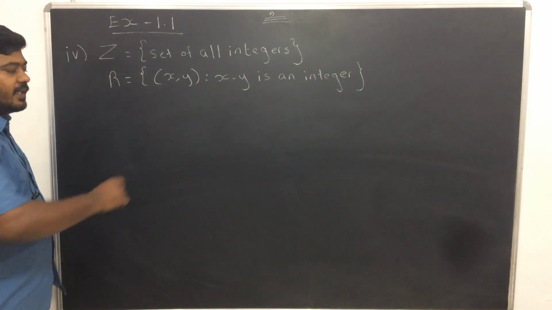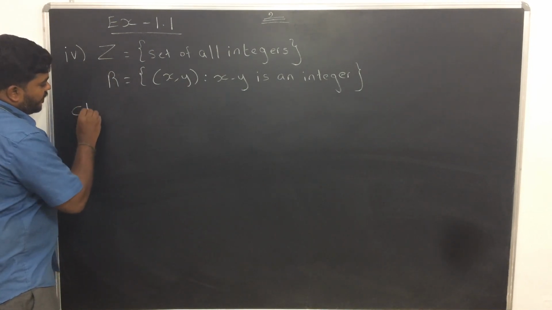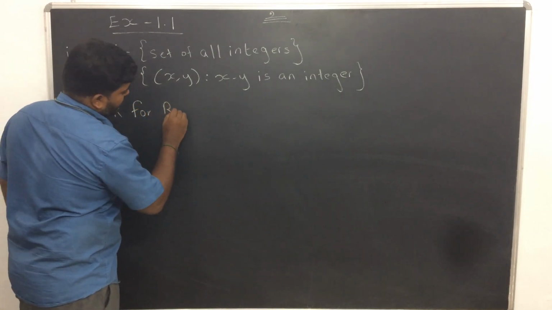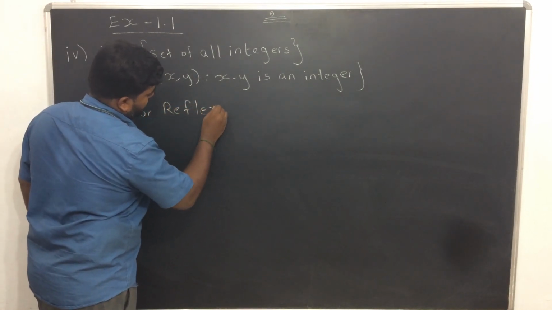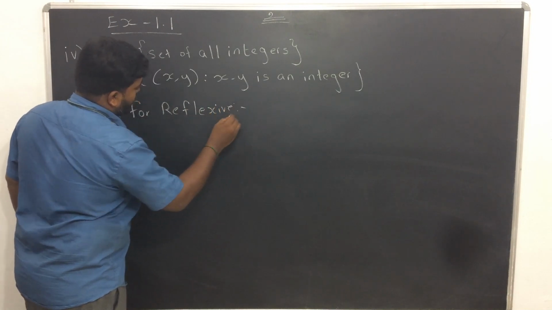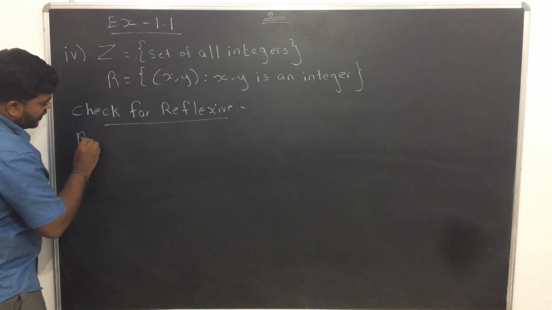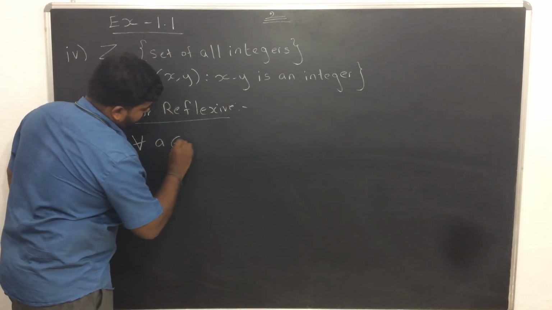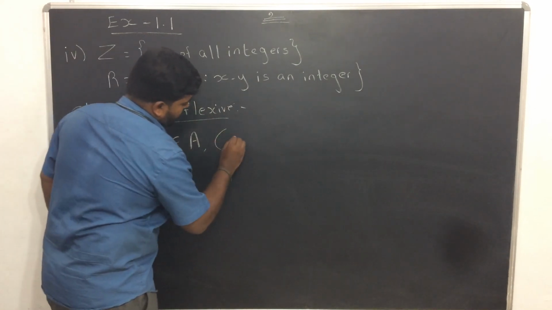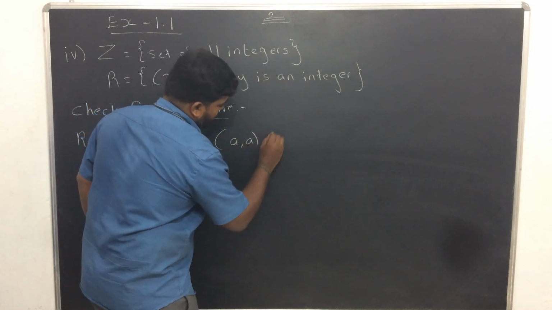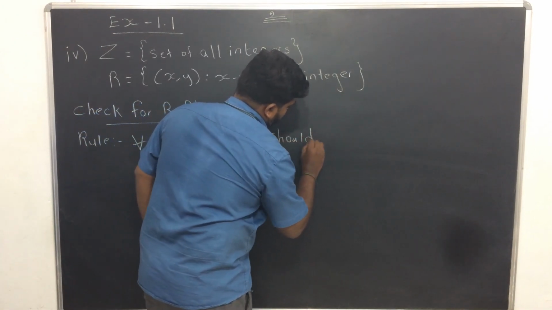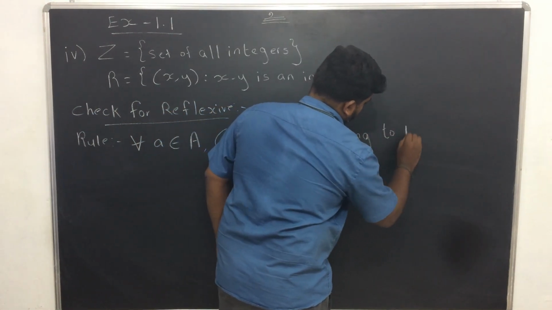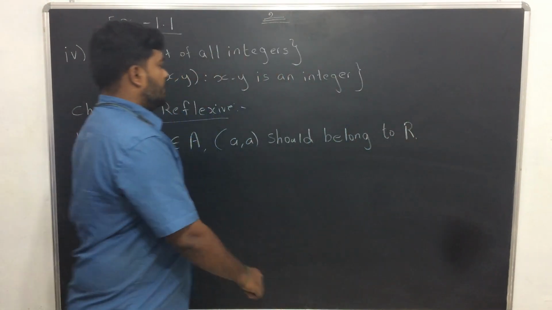So we will first start with reflexive. Check for reflexive. What is the rule for reflexive? The rule is, for every a belonging to set A, the ordered pair of the form a comma a should belong to R. So this is the rule for a relation to be reflexive.